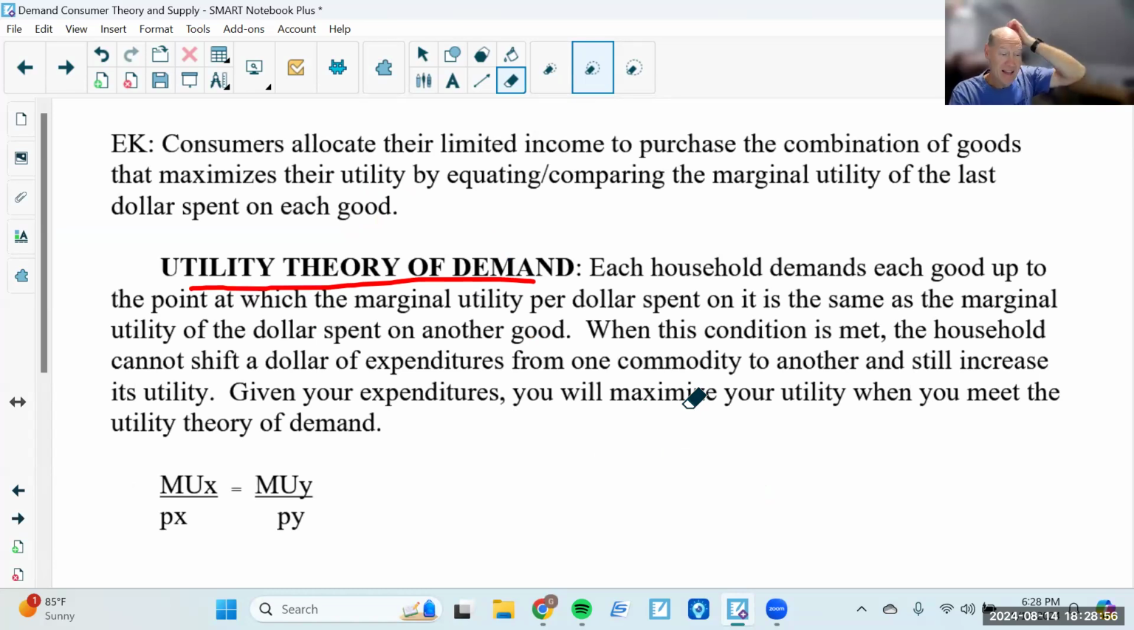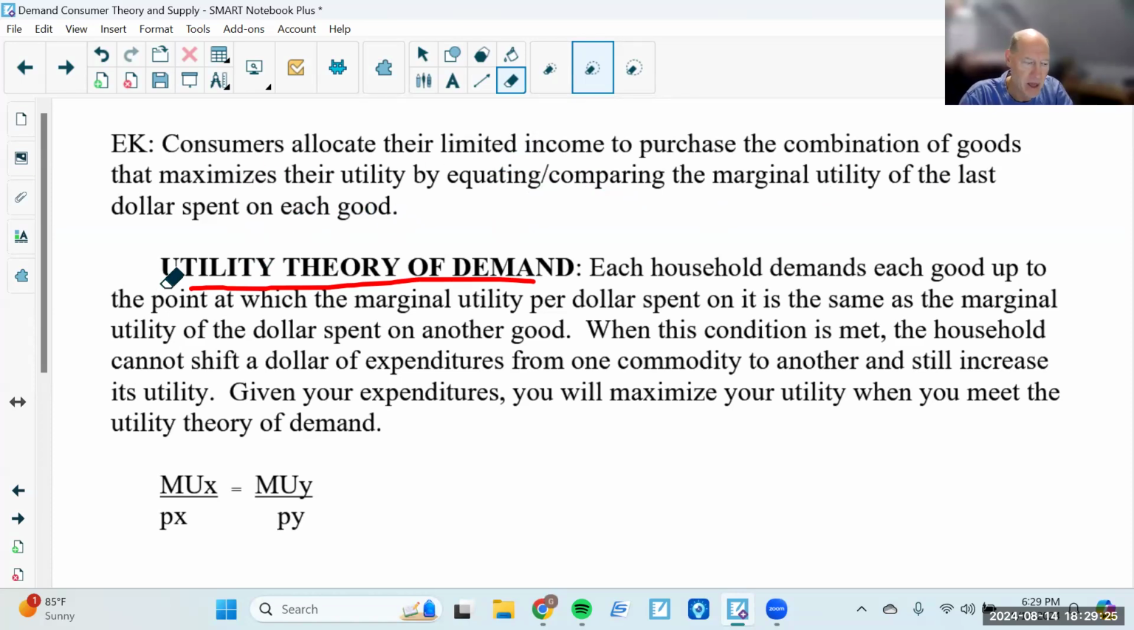Now, once you've got that, you can get into what we call the utility theory of demand. When we do AP Econ, this is the College Board's standard. The College Board says consumers allocate their limited income to purchase the combination of goods that maximize their utility by equating and comparing the marginal utility of the last dollar spent on each good. Okay, this is their thing here.